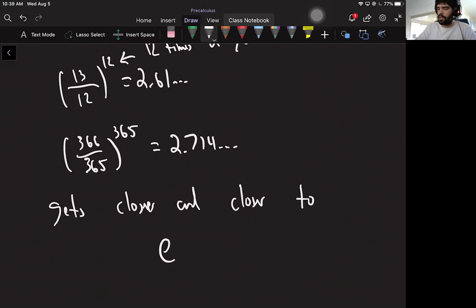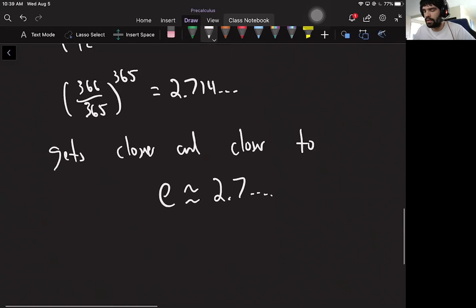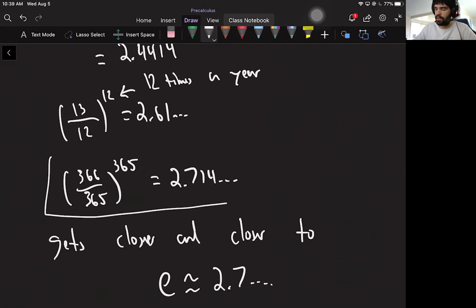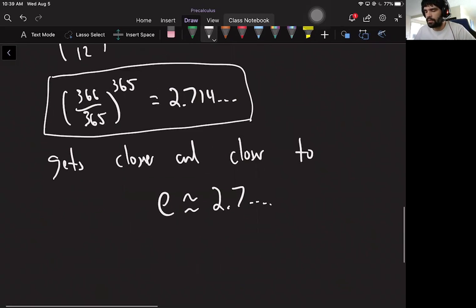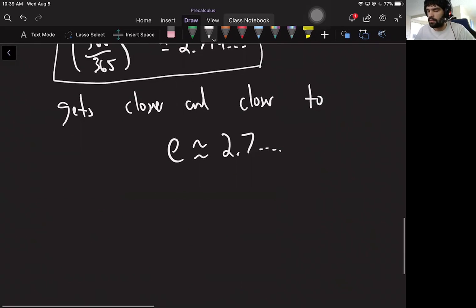So remember at the start, I said E is roughly 2.7 something. What E really is, is the end of doing this pattern forever, which we haven't learned how to do in this class. That's in calculus. But doing this pattern forever will get you closer and closer to E. So E is the limit of this process, is what it's called.